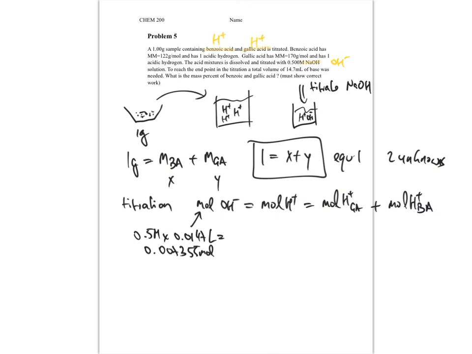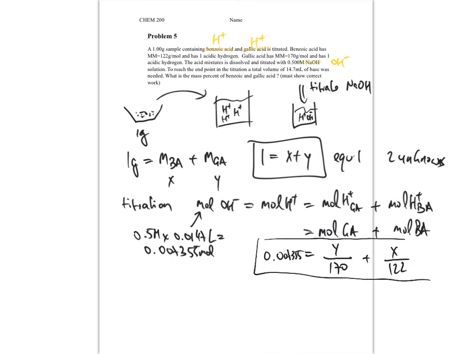Now, to utilize this relationship, we first need to recognize that for every 1 gallic acid, I get 1 proton, because it's monoprotic. So this is equal to the moles of gallic acid plus, and the same is true for the benzoic acid, the moles of benzoic acid. Now to convert the moles into mass, we use the molar mass. So this is equal to Y over 170, the molar mass is given, plus X over 122. Remember, mass divided by molar mass gives me moles. So now I have an equation here that also contains X and Y.